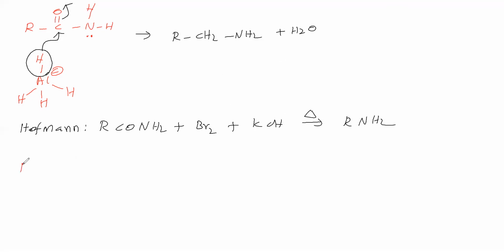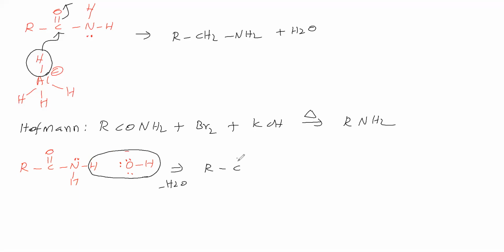So now we will take the amide RCONH2. First the base is attacking. The base OH minus is abstracting a proton here and becoming water. So water is removed, and we get RCONH minus.